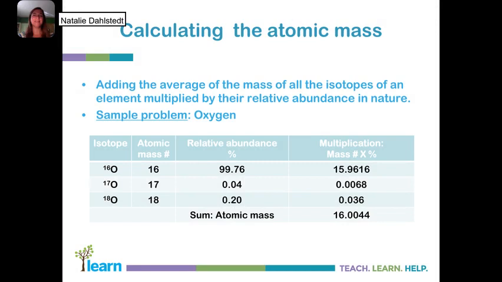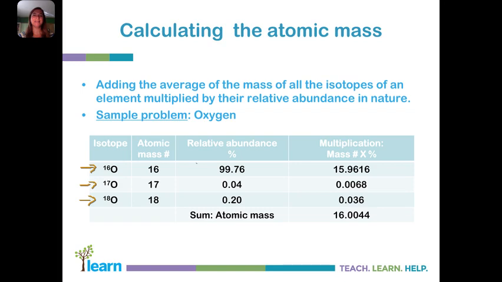We are able to calculate the atomic mass of an element with the help of the isotopes. We add the average of the mass of all the isotopes of an element, multiplied by the relative abundance of that isotope in nature. Let's have a look at this example of oxygen, which has three isotopes: oxygen 16, oxygen 17, and oxygen 18. So the atomic mass number of each of the three is 16, 17, and 18, respectively.